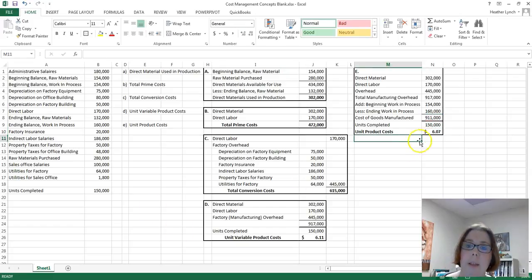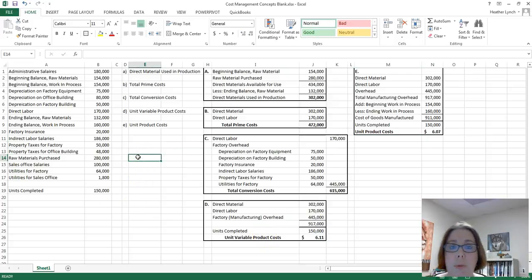So we have $6.07 of unit product cost, because we have to include our work in process, our beginning and our ending. We pretty much have to get the cost of goods manufactured statement complete, and unit variable product cost is $6.11. So I hope this video has helped you with understanding some of the cost management basics in order to get you through the rest of understanding cost.